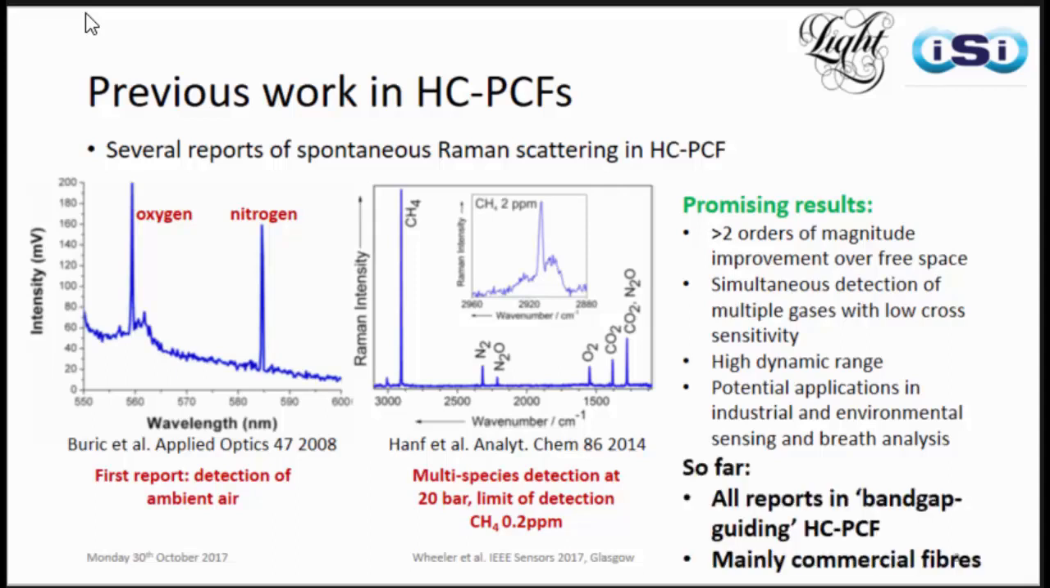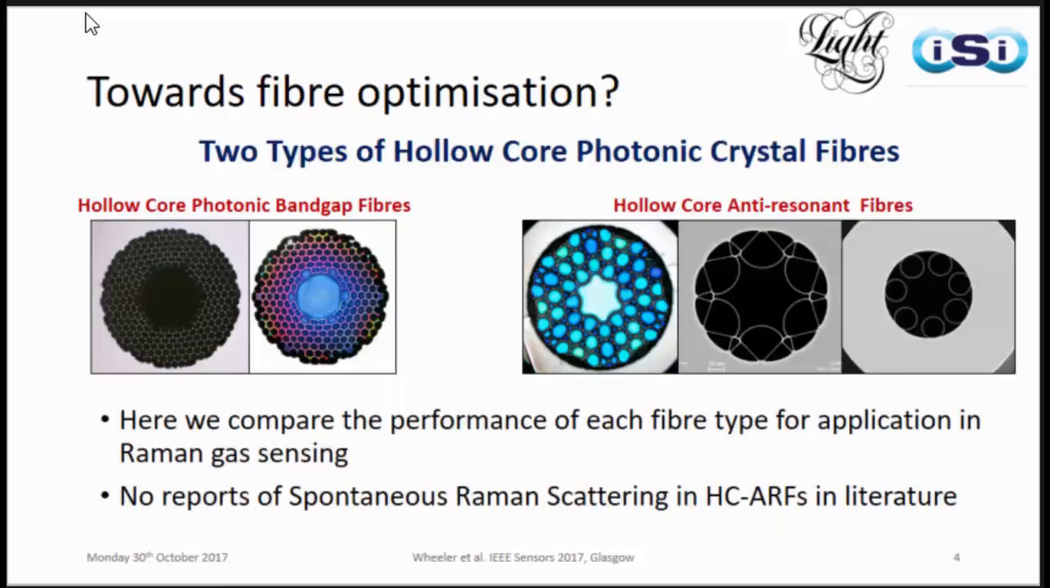However, so far all these measurements have been in what we call bandgap guiding hollow core photonic crystal fibre, and it's mainly using commercial fibres. So in this work, what we're really looking at is what would be the optimal fibre for this kind of technique for gas sensing. And at the ORC, at the University of Southampton, we make our own hollow core fibres. And they're typically grouped into 2 different types.